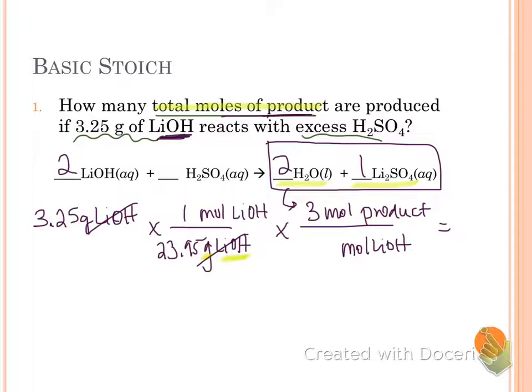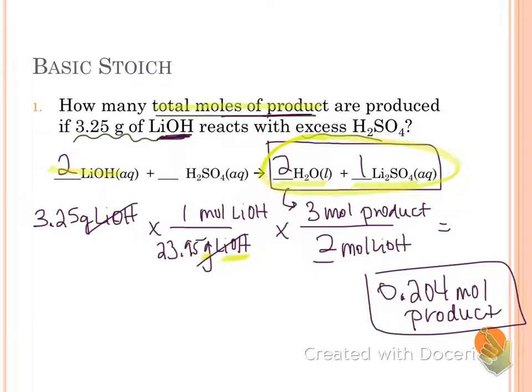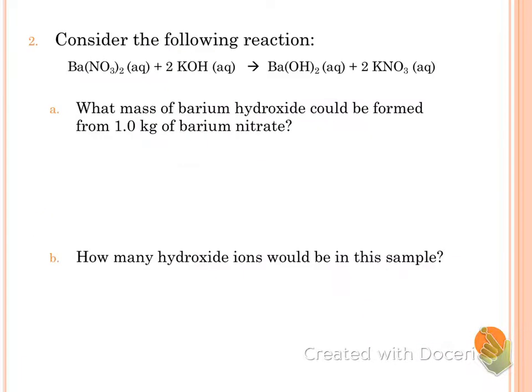So we still have to complete this stoichiometry down here. Our coefficient for lithium hydroxide is 2, so we can see from our balanced chemical equation, every 2 moles of lithium hydroxide will produce our 3 moles of total product. Now we just need to do the math. We should have 3 sig figs. We have 3 sig figs in our given for that 0.204. Let's take a look at another example.